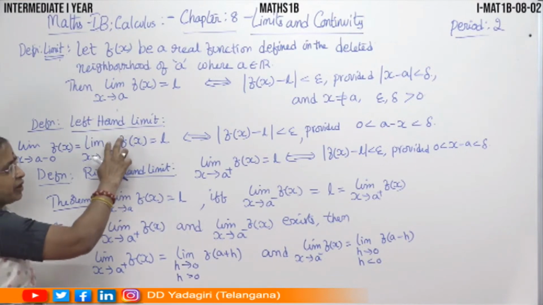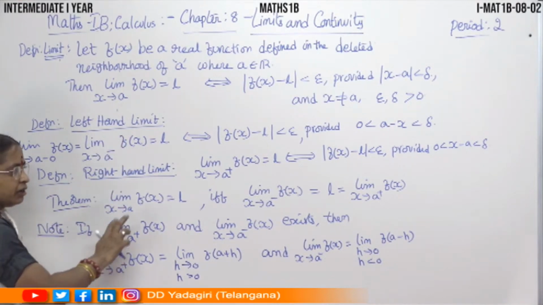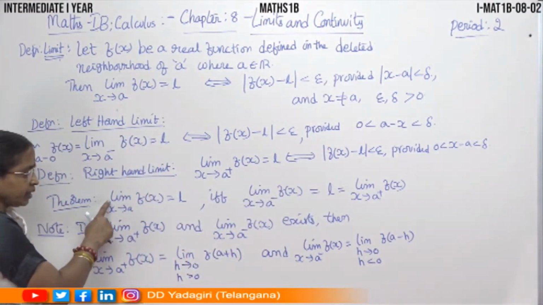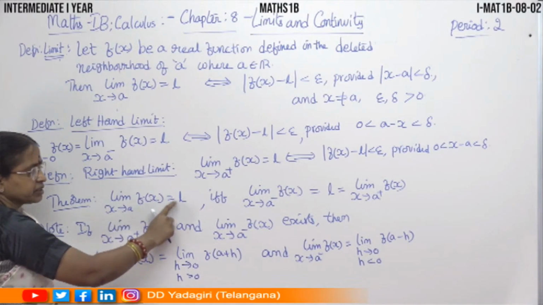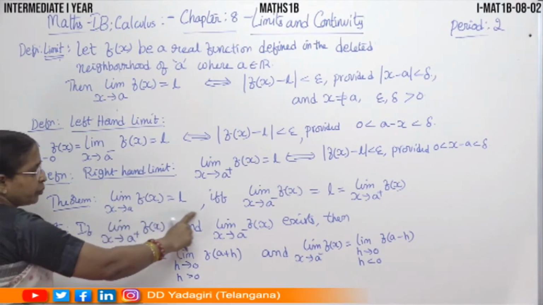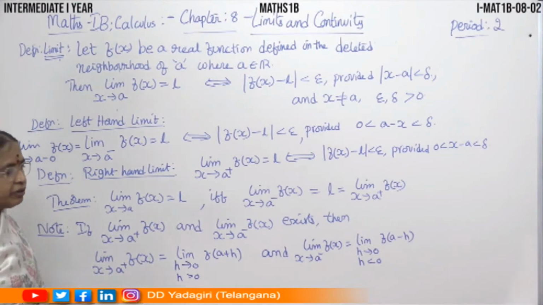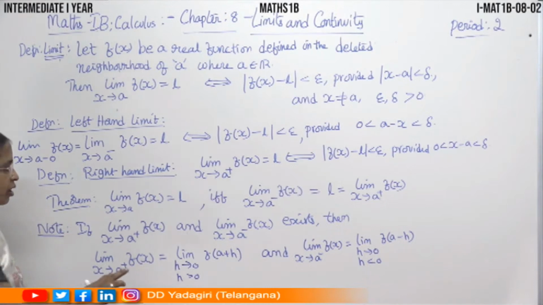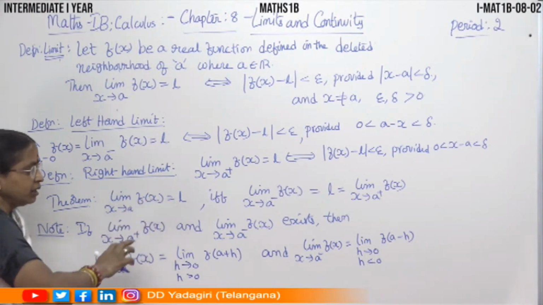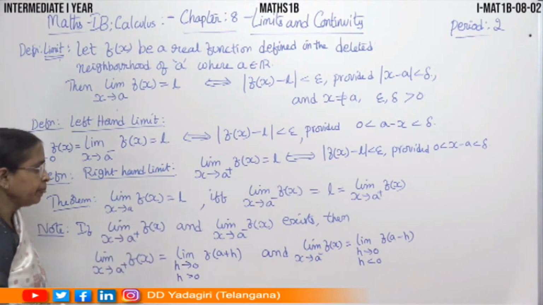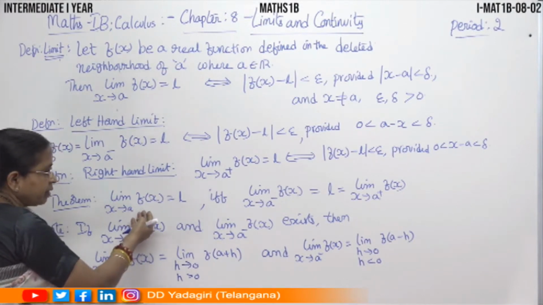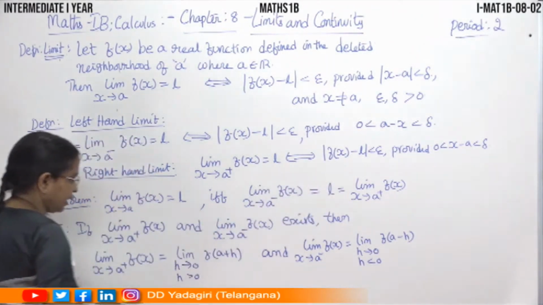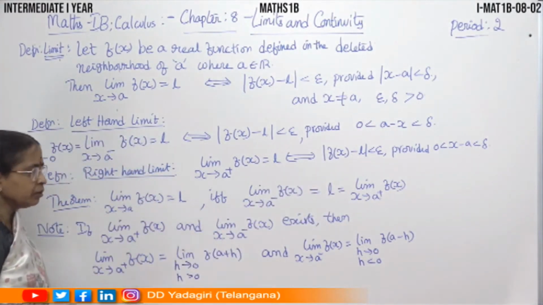When the left hand limit and right hand limit are both equal to some L, then only we say that the limit as x tends to a of f of x is equal to L. This is the important theorem. In some problems we find the left hand limit and right hand limit, and they will not be equal. When they are not equal, we say that the limit does not exist. So the limit of this function is equal to L only when the left hand limit is equal to the right hand limit. You can understand when we do the problems.